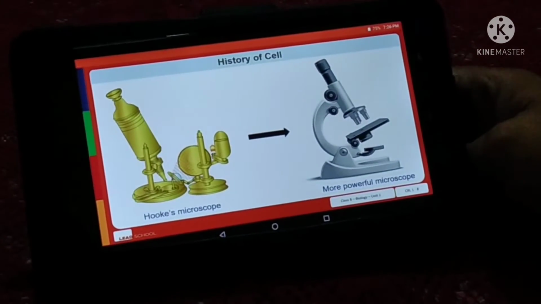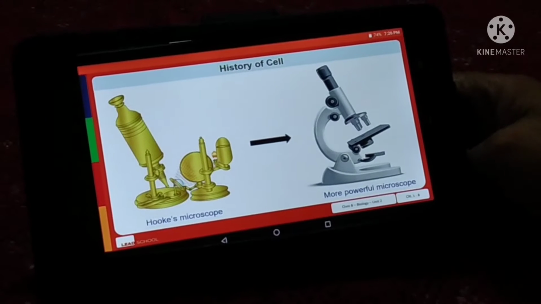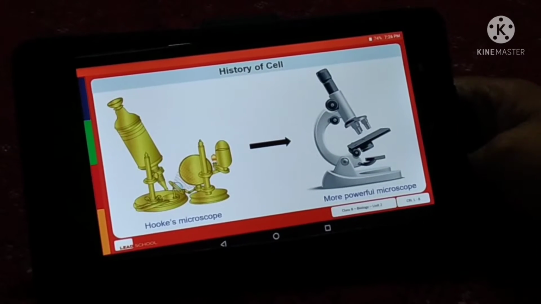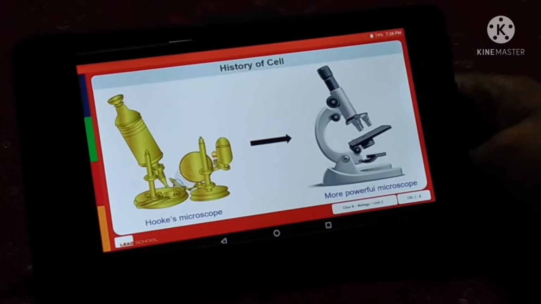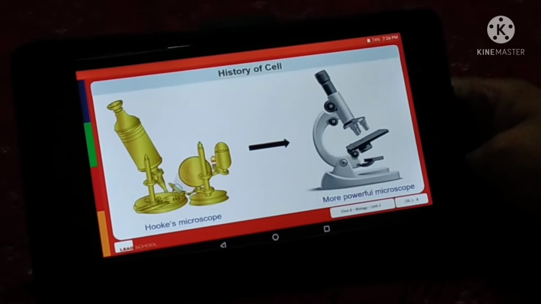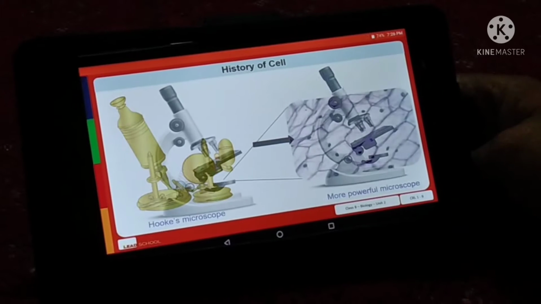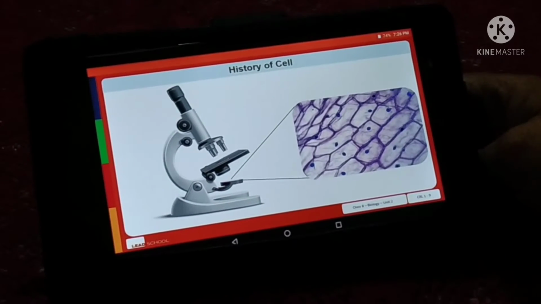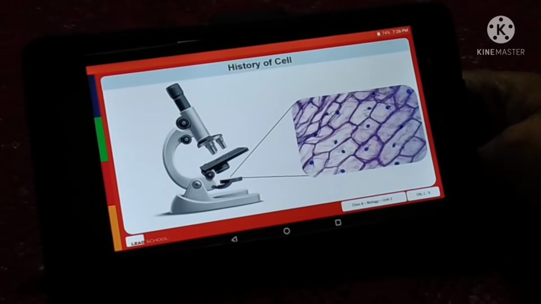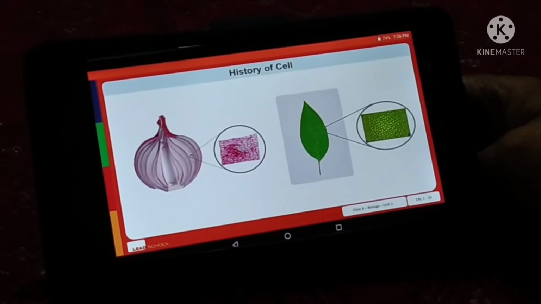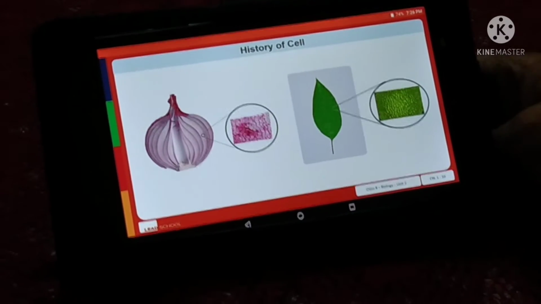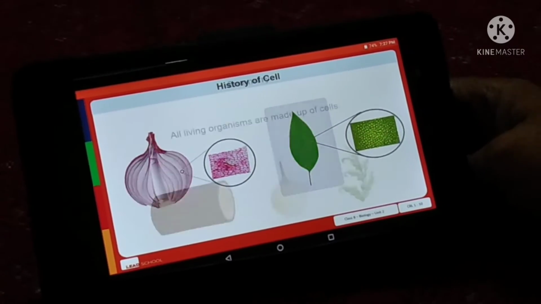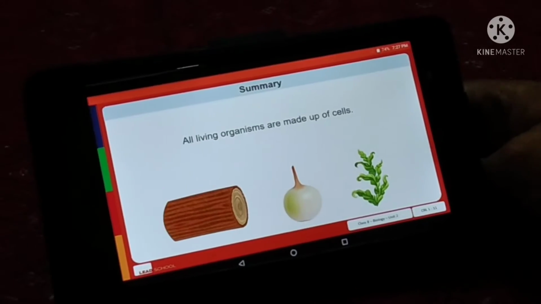However, for the next 150 years, not much was known about the structure and function of the cell. It was only after the discovery of a much more powerful microscope that these structures could be magnified and scientists were able to learn more about the cell. Scientists observed living organisms such as onions under a microscope and found that all living organisms are made of cells.